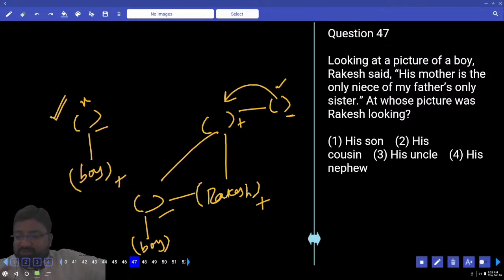So probably who he might be, how that person is related to Rakesh, can be nephew, but not fully sure. Is this clear? Since it cannot be determined is not in the options, we will go for his nephew. Clear?